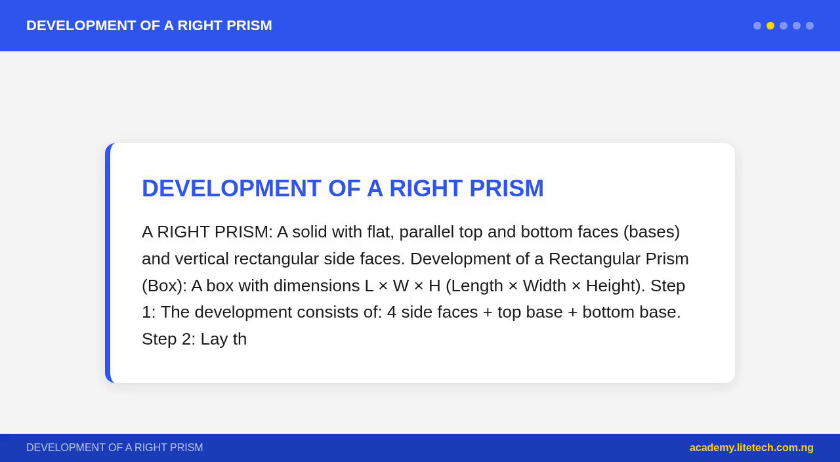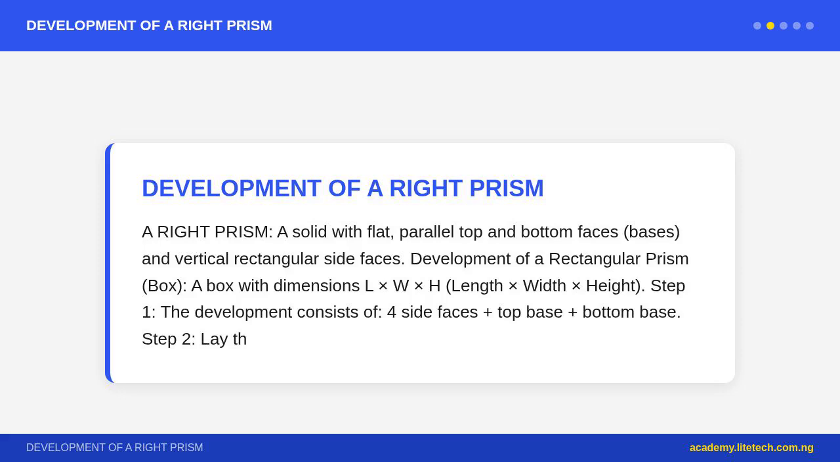Development of a right hexagonal prism. 6 rectangular side faces, each S times H, where S equals the side of the hexagon. Total strip equals 6S wide, H tall, plus 2 hexagonal base faces.